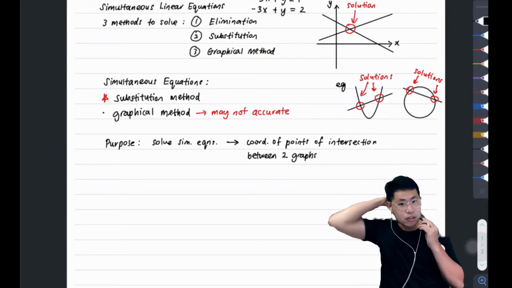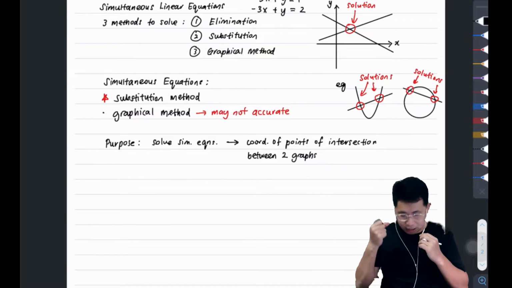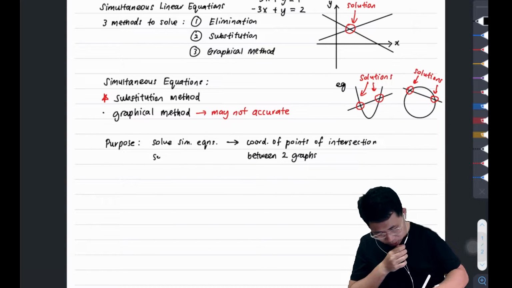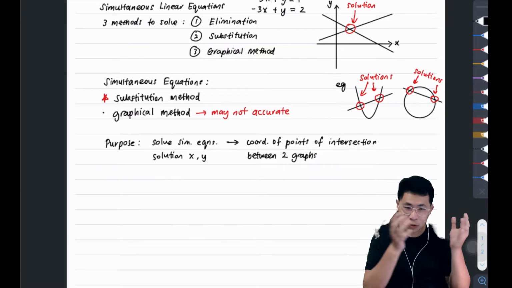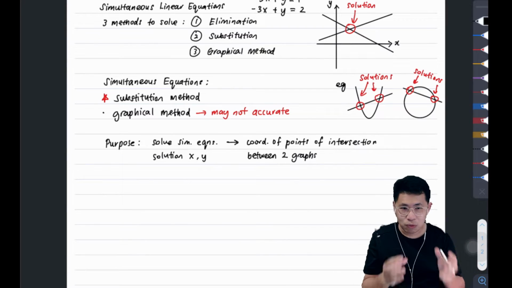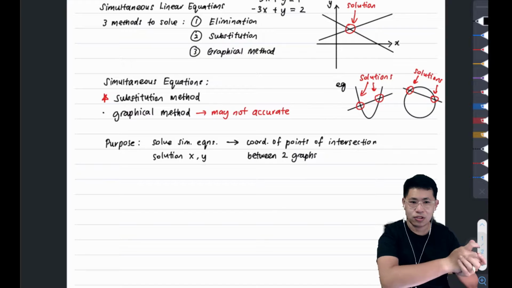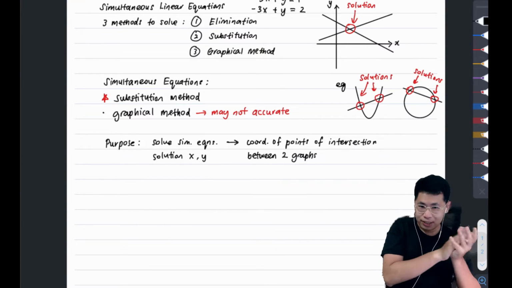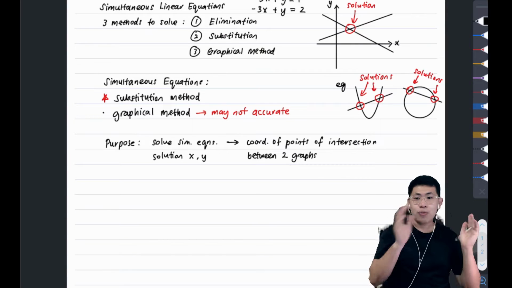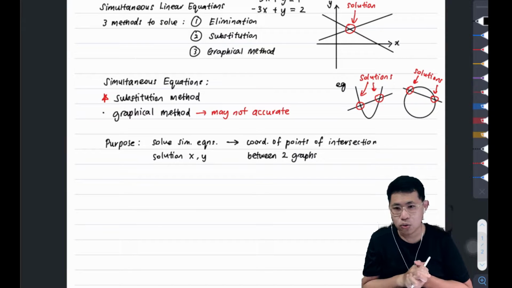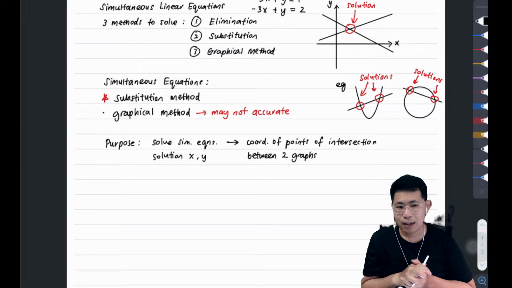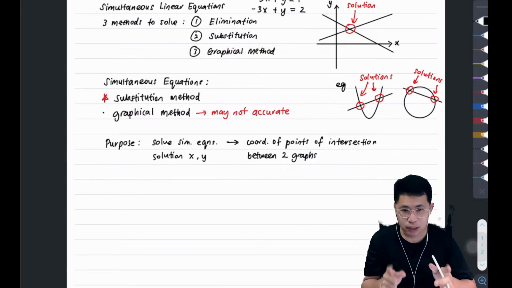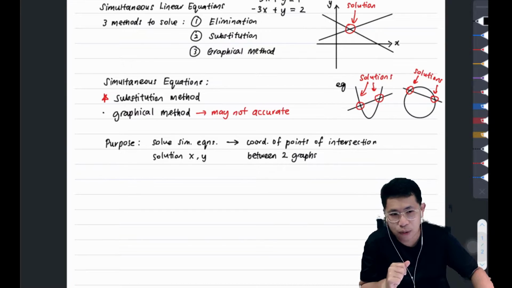One more time. When we solve simultaneous equations, we will obtain the solution x and y, correct? So x equals something, y equals something. This solution will form the coordinates of the point of intersection between our two graphs. Okay, with this, let's just jump right into the examples in the textbook. Try one.